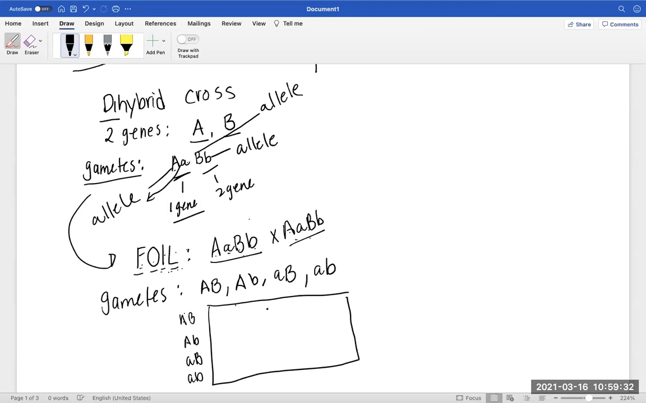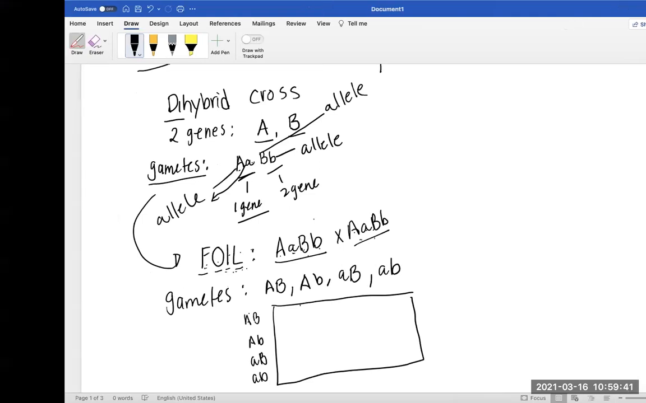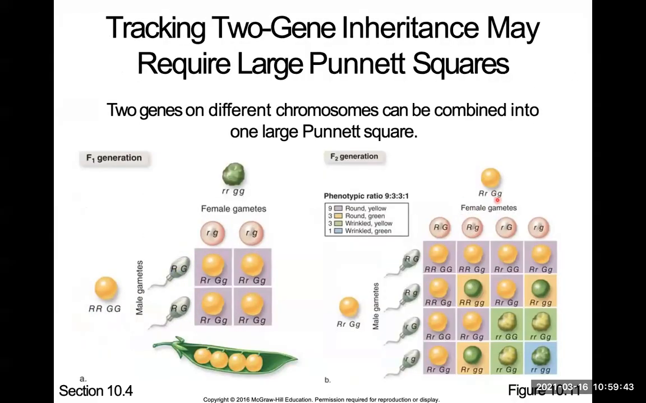I'm not gonna do this. I have an example on the slide. I'm gonna show you that. But this is how you set up a dihybrid cross. And let me show you the example. So here, they just have different letters, but it's still heterozygous. Female gametes heterozygous, big R, little r, and big G, little g. Male gametes also heterozygous, big R, little r, big G, little g. If you do the FOIL method on this, this is what you're gonna get. If you do the FOIL method on this, this is what you're gonna get. Then you do your Punnett square.